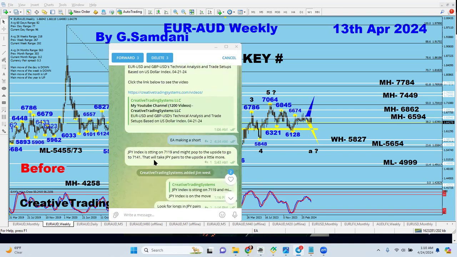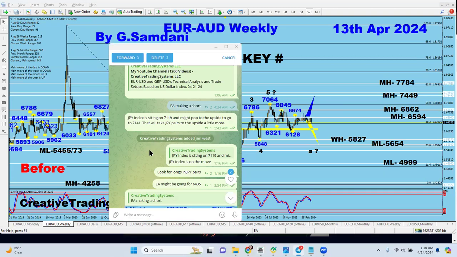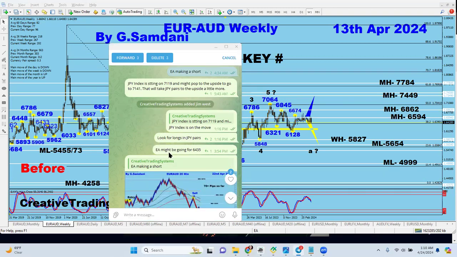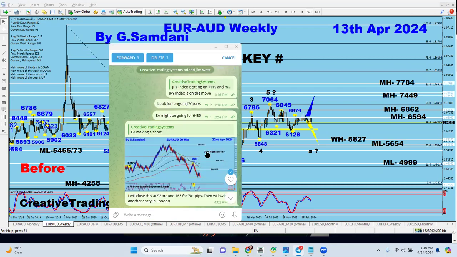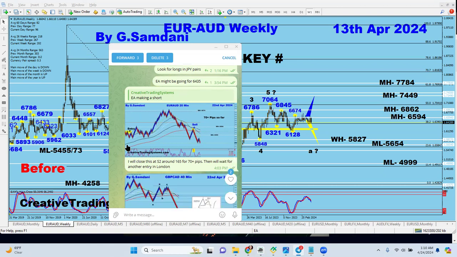After that, here I posted again that EA might be going for 64.35. That's the target, right? And this is the first trade. I opened that, I said EA making a short setup. This was the setup, and it started to go down. Then I said I will close this around 165 for 70 pip. That was my target for that day. Then we'll wait for another entry in the next day London session.